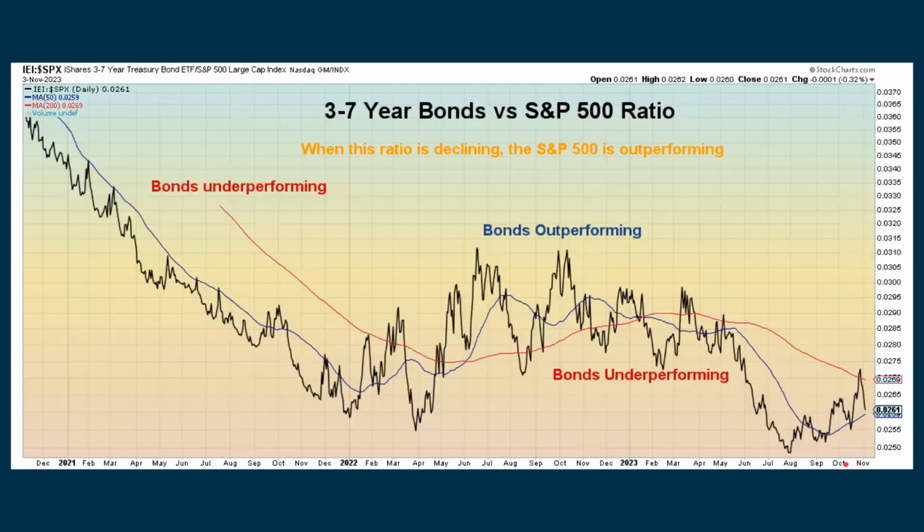And then we have some bond charts to look at. This is the 3 to 7 year bond, and then we take a ratio with the S&P. When this is going down, that means bonds are underperforming. That also means that stocks are outperforming. And as we've been coming back up, that means stocks have been doing better than bonds, but this ratio really ended up coming back down in the last week.